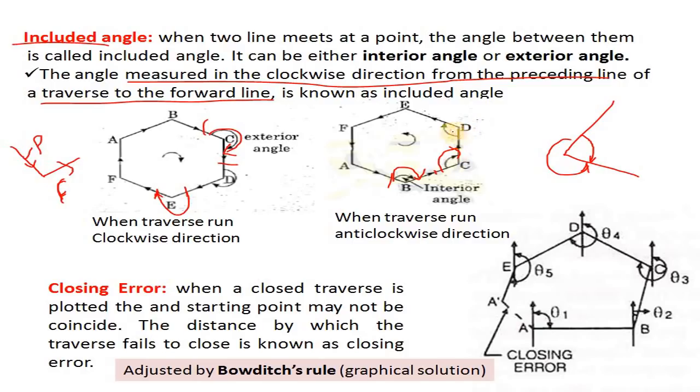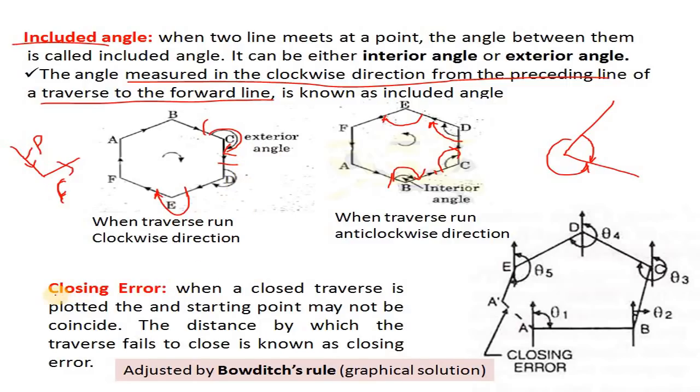For this, this is preceding, this is forward. This angle will be the interior angle. For this, this is the preceding line, this is the forward line. This angle will be the included angle. Okay, means in the clockwise traverse the interior angle is the included angle. In this case, the exterior angle will be the included angle.